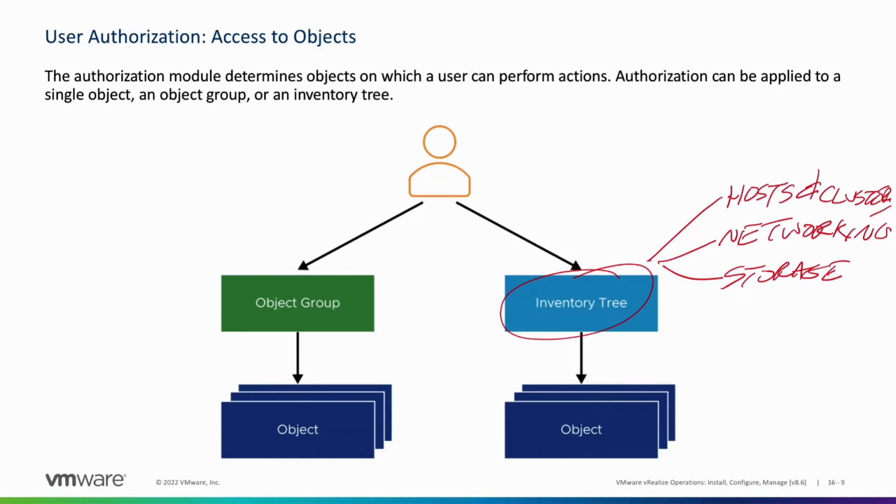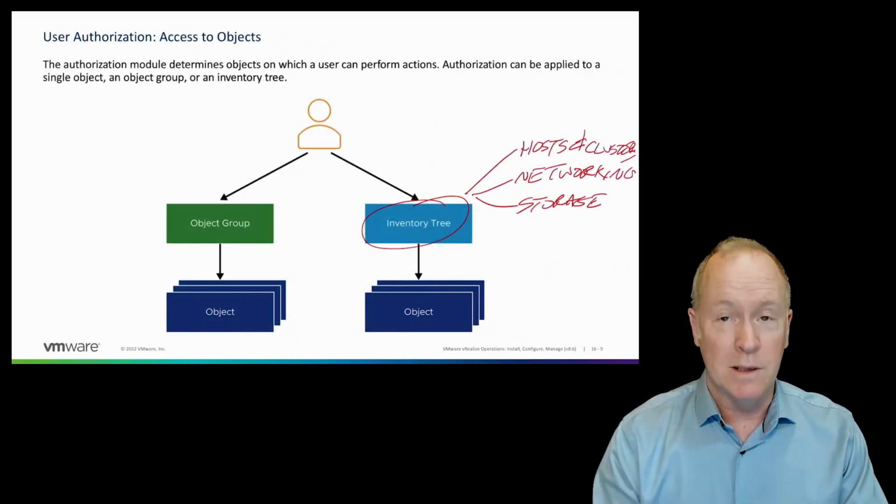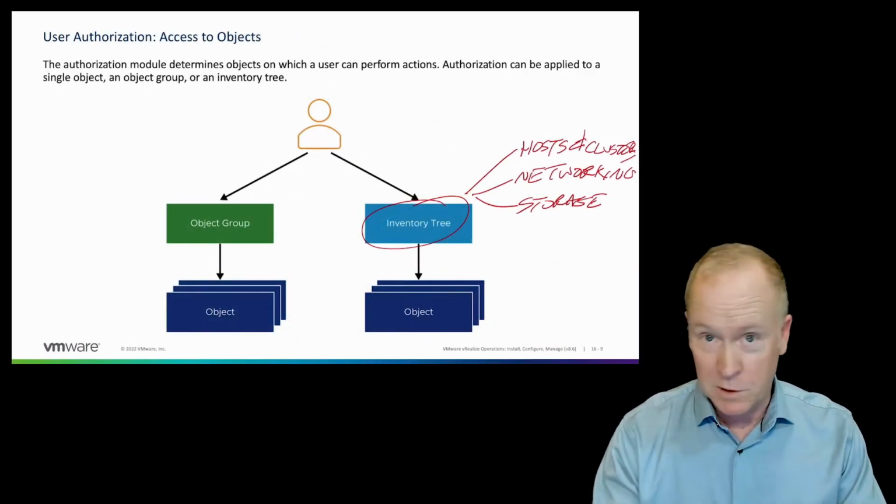Here in vRealize operations, the VM portion is actually folded into host and clusters. So the inventory tree is called host and clusters, but it's really host, clusters, and virtual machines. So by picking one of those inventory trees, such as the host and clusters inventory tree, you can give a user access to all the objects that are hosts and clusters and virtual machines.